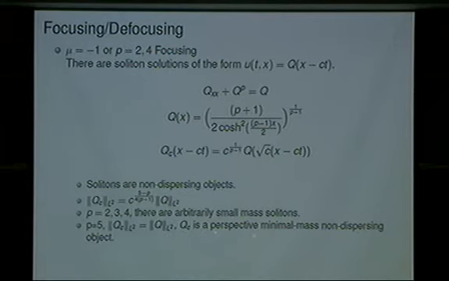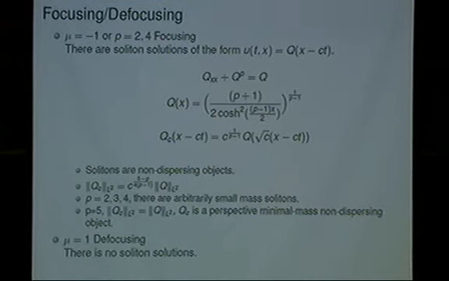The expected minimal mass for a non-dispersing object means that if the initial data has mass less than that unit mass, then the mass is too small to form the non-dispersing object. Okay? So we revisit this equation.